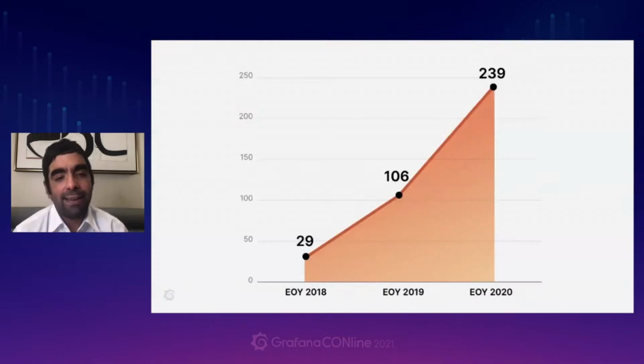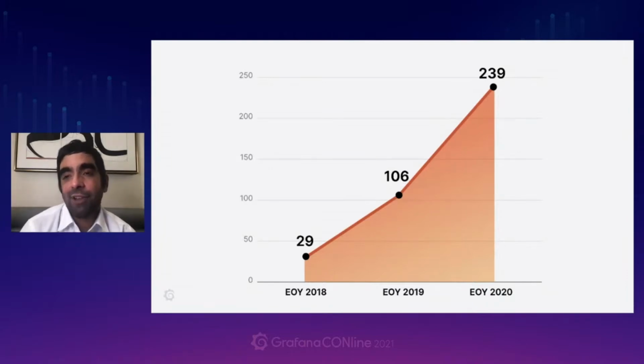So in 2018, we had 29 people. And by the end of 2019, we grew to 106, which was an incredible year, crazy year of hiring. We added more than 70 Grafanistas. I remember thinking at the time that that pace of hiring seemed absolutely bonkers. Well, the last year, 2020, was even more bonkers. We more than doubled the company and hired well over 100 new people. So we ended 2020 at 239 full-time employees.